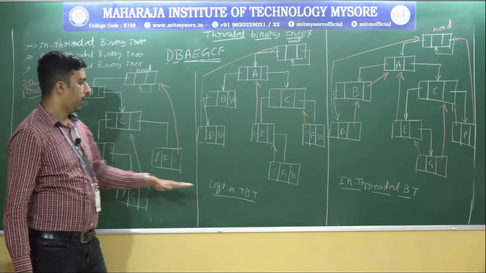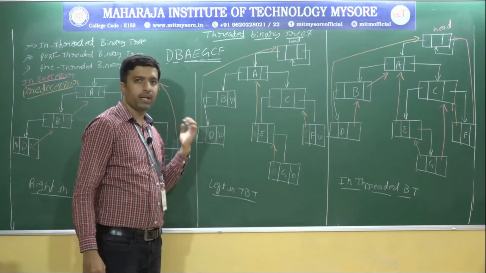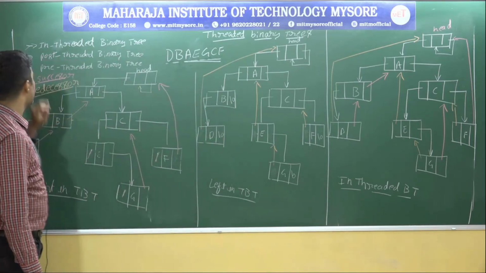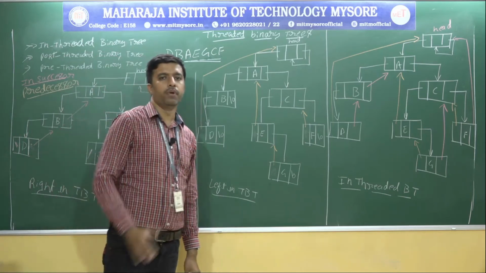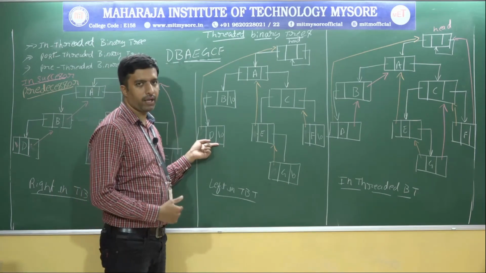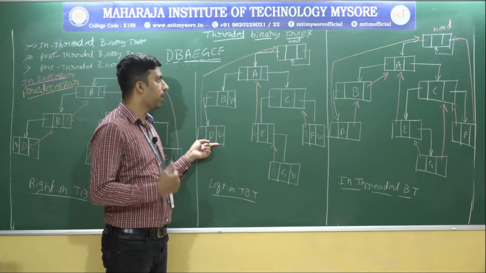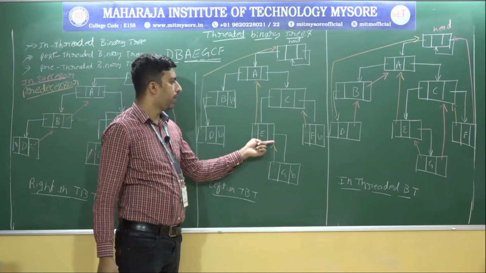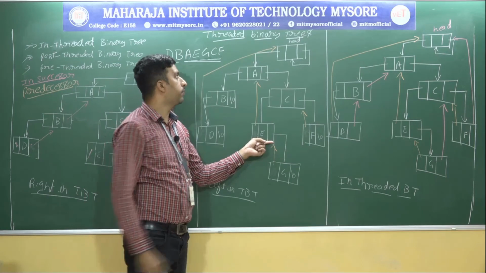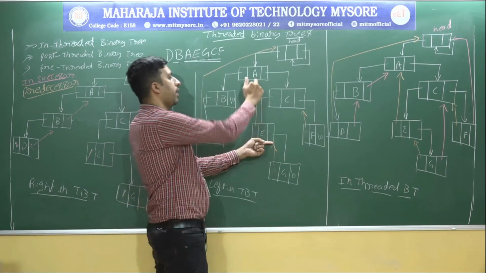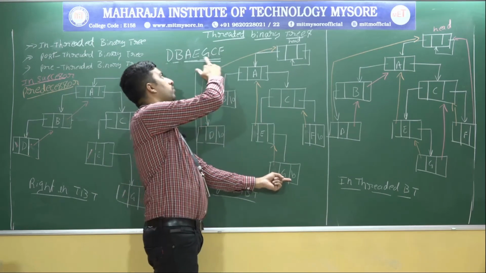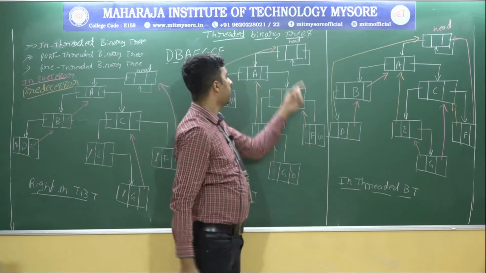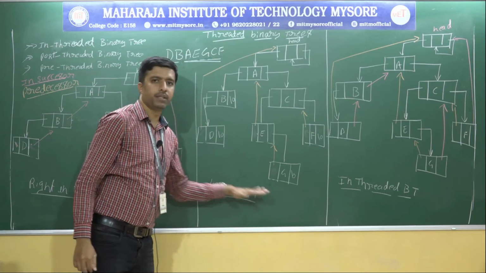Next, the left in-threaded binary tree. Where you find the left null nodes, we have to replace them by the predecessor, who comes before that. For D, we have the left node as empty. Who comes before D? No one is there, so it goes to the head. Before E, who comes? A. I join to there. For G, who comes before that? E. I join to there. For F, who comes before F? C. I join to there. This becomes the left in-threaded binary tree.